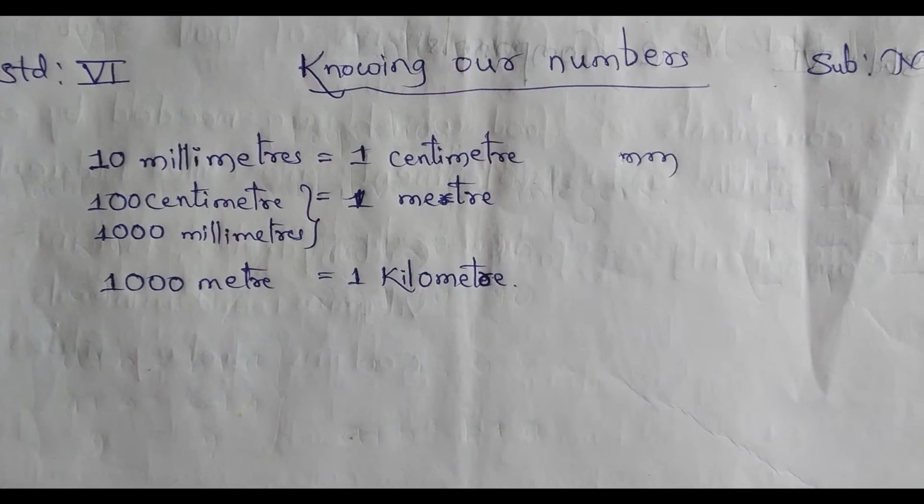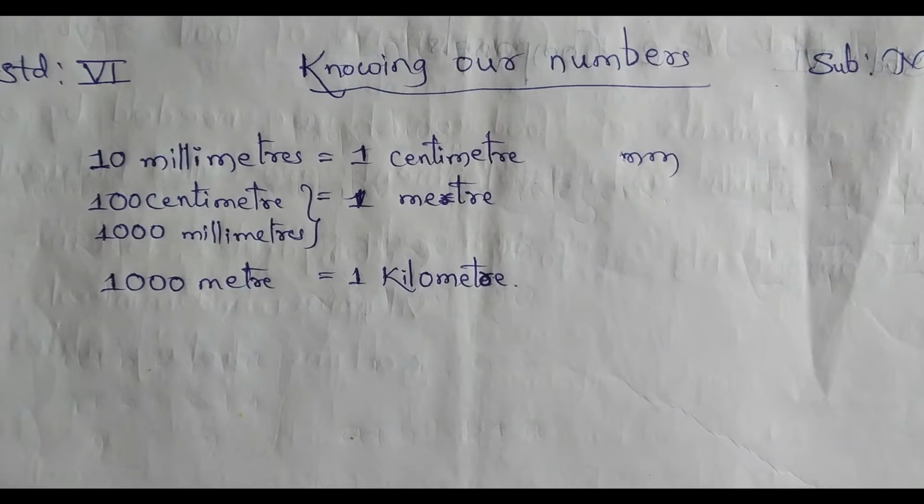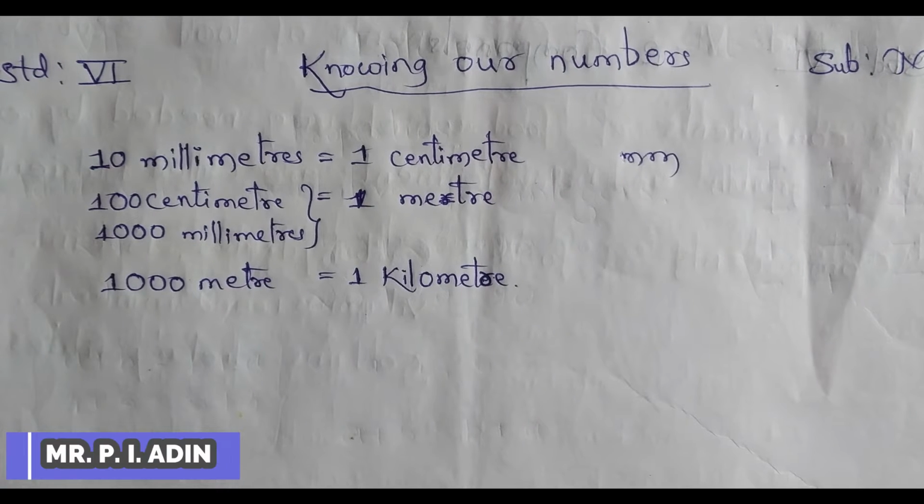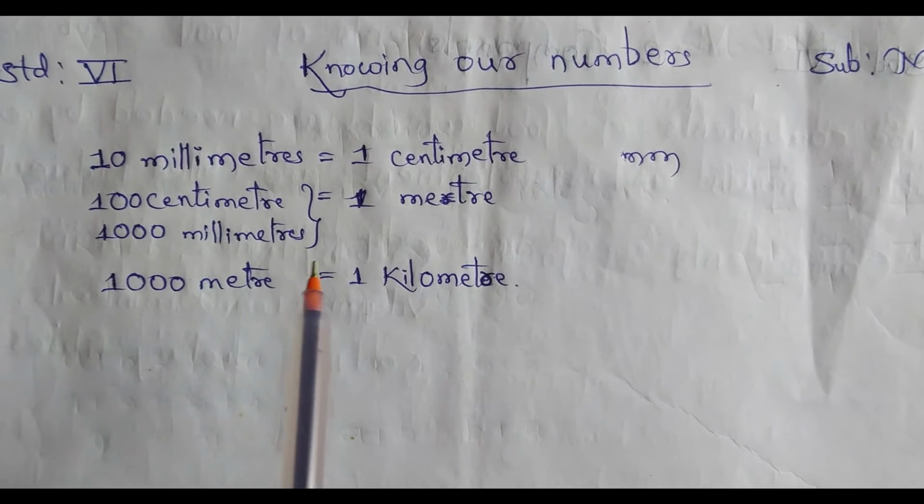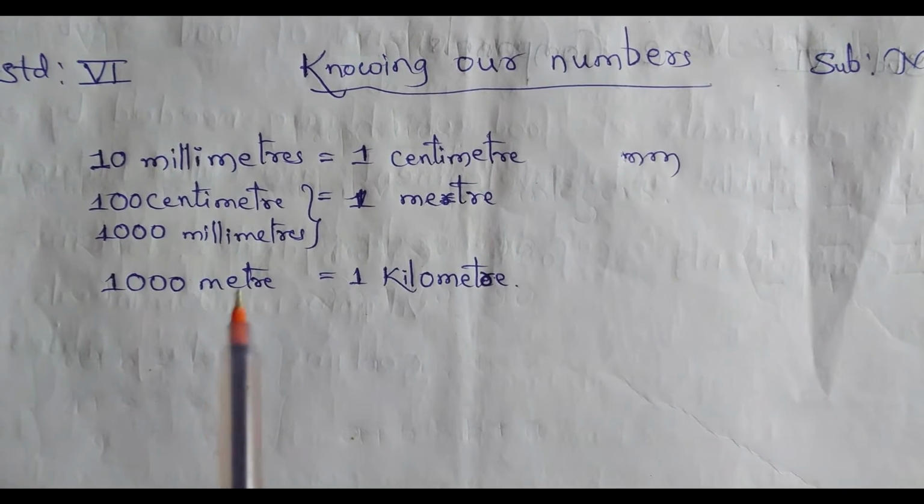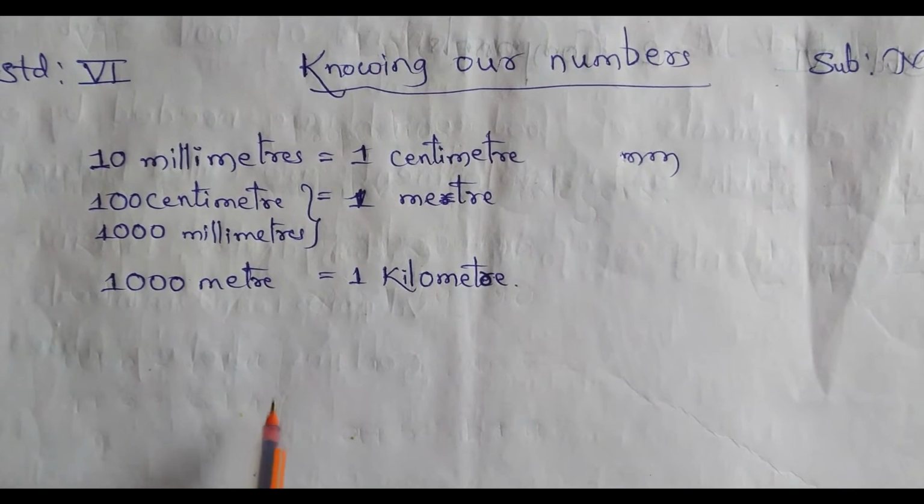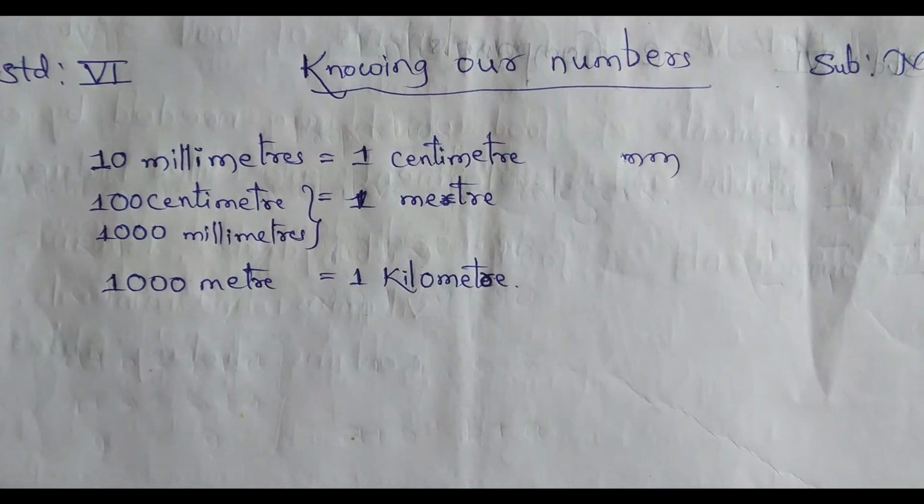Hello students, in this chapter, last class we studied the Indian system of numeration and the international system of numeration. So today's topic is measurements. In our day-to-day life we use different types of measurements. For example, I wrote here some measurements: centimeter, meter, kilometer, and so on. We also use kilogram, gram, liter, milliliter, like this. In this topic, we will learn about these.